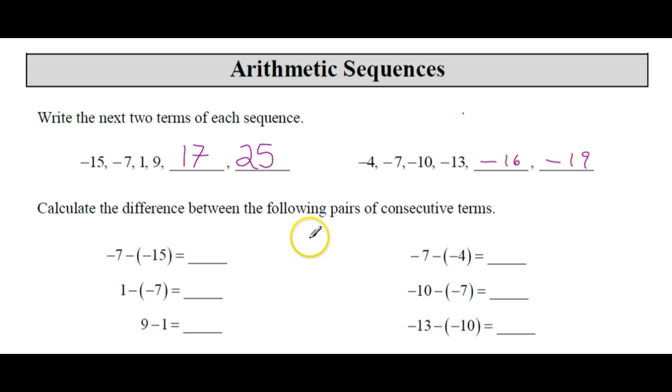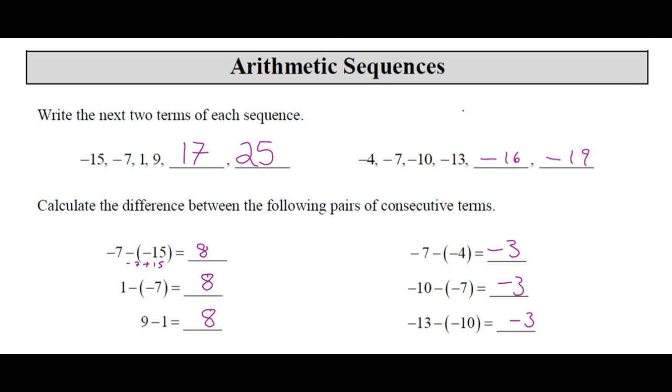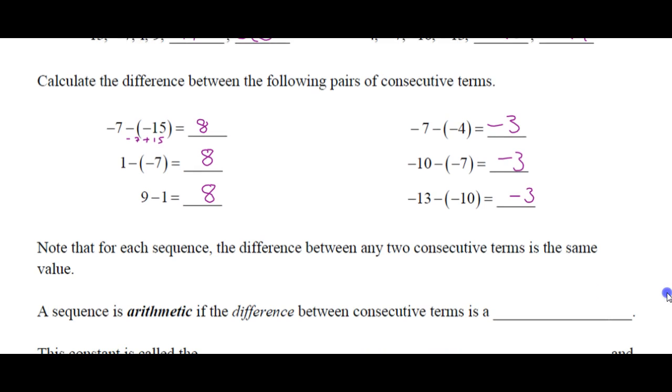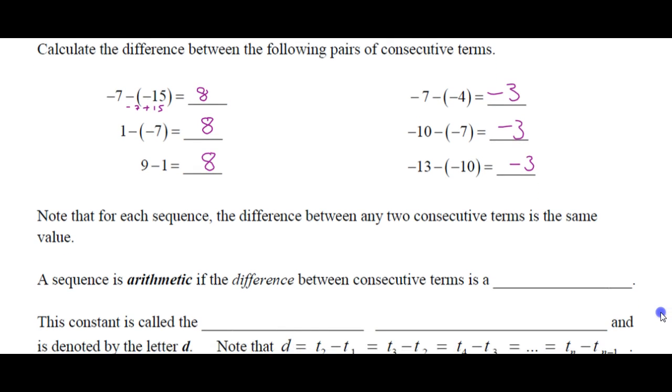So we're pretty good at looking for patterns, but what do we get if we take -7 minus -15, which would be -7 plus 15, or 8; 1 minus -7, which is 1 plus 7; 9 minus 1, also 8. Or in this sequence, -7 minus -4 is -7 plus 4, or -3; -10 minus -7 is -10 plus 7, -3; -13 minus -10 is -13 plus 10, also -3. Note that for each sequence, the difference between any two consecutive terms is the same value.